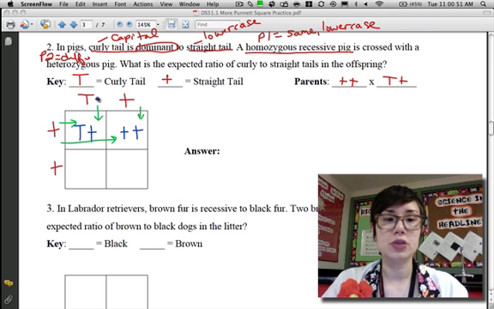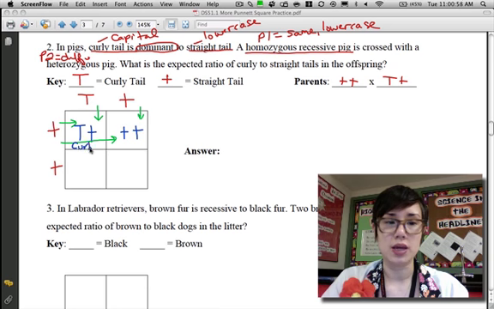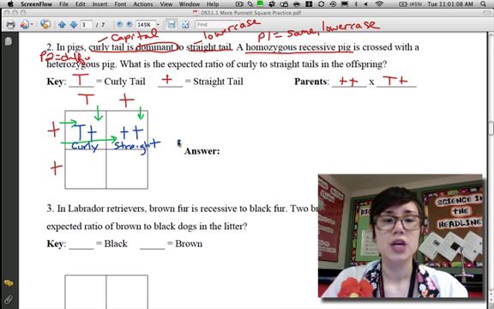So if I'm big T, little t, again, this little t isn't strong enough to overpower this big guy, so this pig is going to have a curly tail. And I have two little t's here, so I know that this is going to be a recessive phenotype, so it's going to be a straight tail. See if you can fill in the last two quadrants and then figure out the ratios on your own.